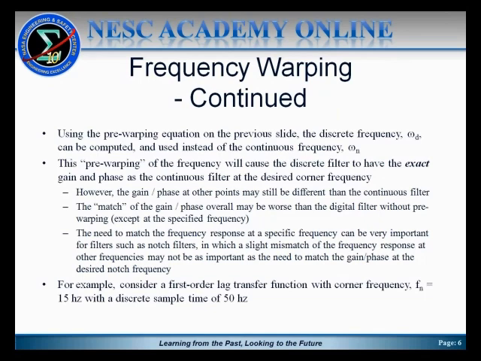And what will happen is the pre-warping of this corner frequency will cause the discrete filter to have the exact gain and phase as a continuous filter at that desired corner frequency. But a couple of things to note here is, the gain and phase at other points will still be different than the continuous filter, and so the overall match, if you will, of the gain and phase of that discrete filter or digital filter compared to its continuous counterpart may actually be worse than it was before you pre-warped it.